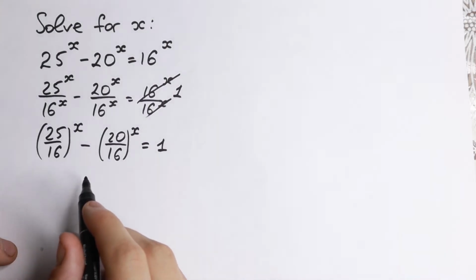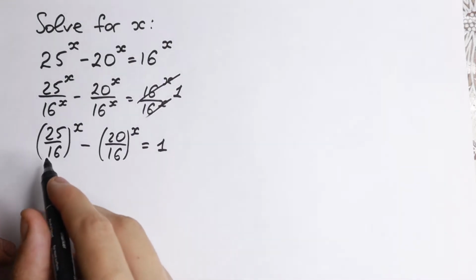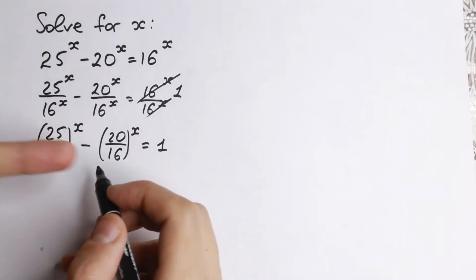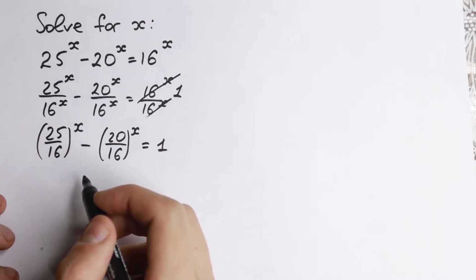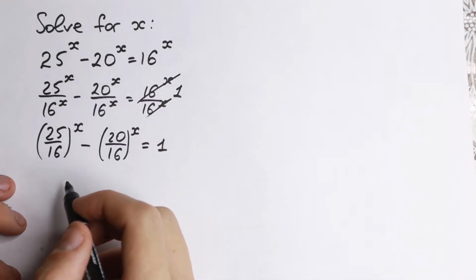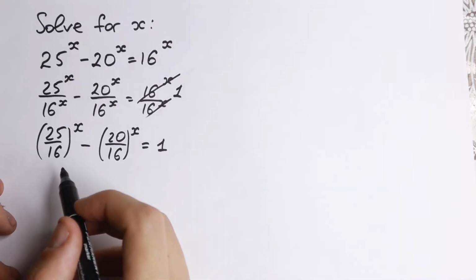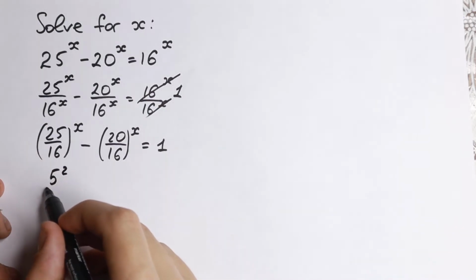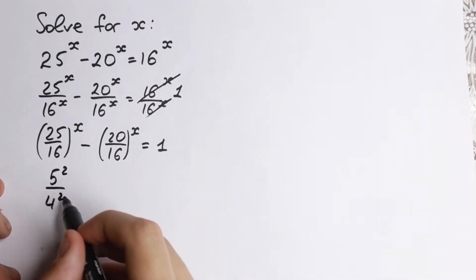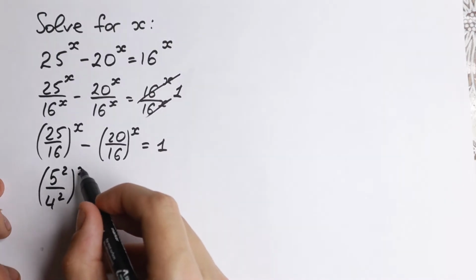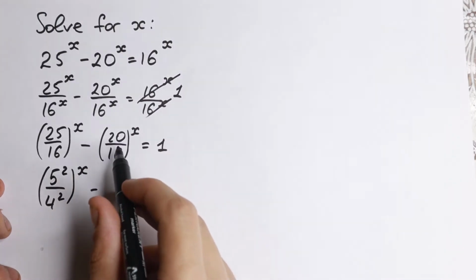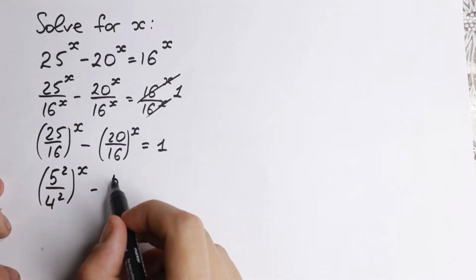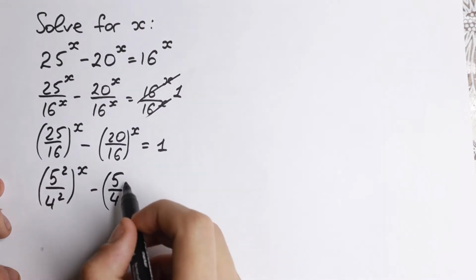And a lot of students ask me why I do this, because right now we have completely different bases and right now we have a fraction here and here. So it's a very simplifying moment. And for those who don't know, I answer the next. Right here we can write this 25 as 5 squared and this 16 as 4 squared to the power x minus, right here let's divide numerator and denominator by 4. So we have 5 over 4 to the power x.